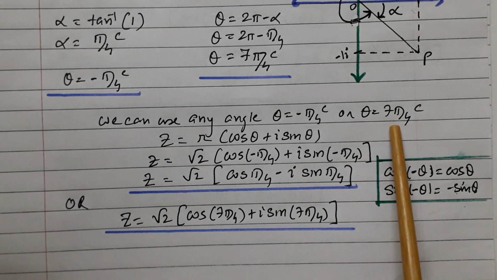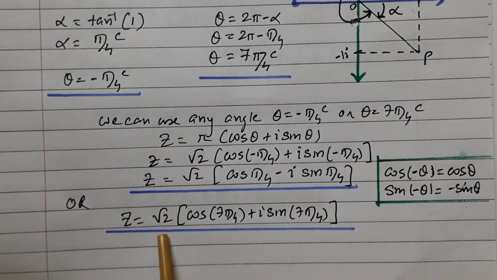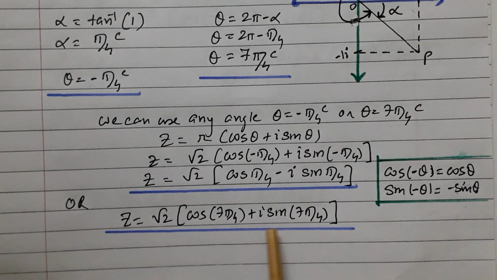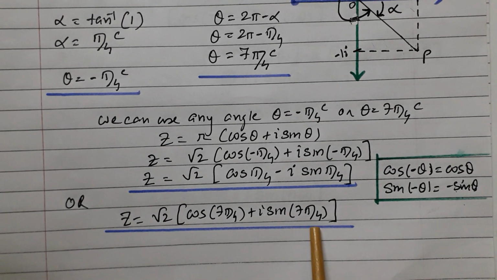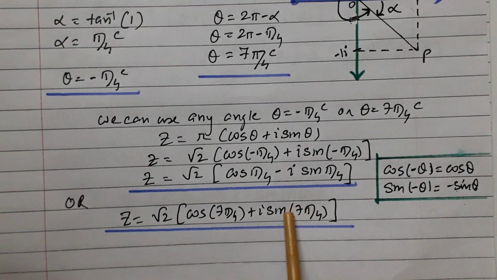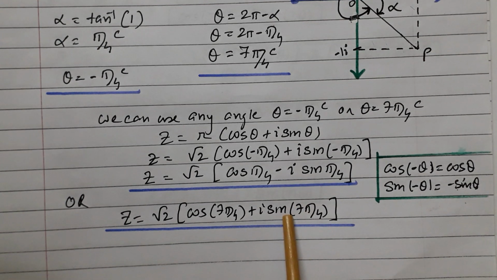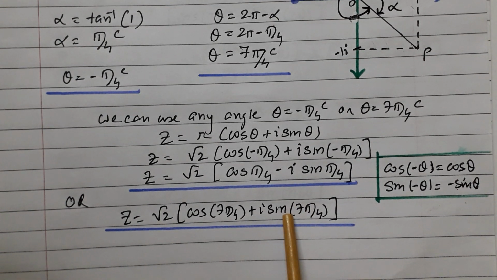Now, using the angle 7 pi by 4, z is equal to root 2 cos 7 pi by 4 plus i sine 7 pi by 4. This is the second way of expressing the number. So, these are the two ways of expressing the number z is equal to 1 minus i in the polar form.